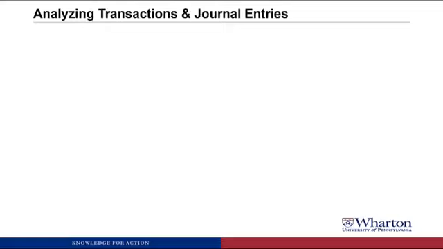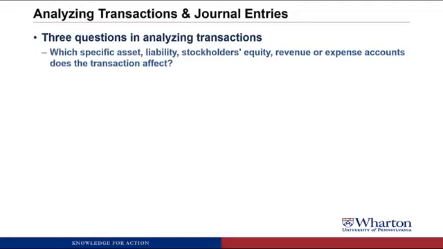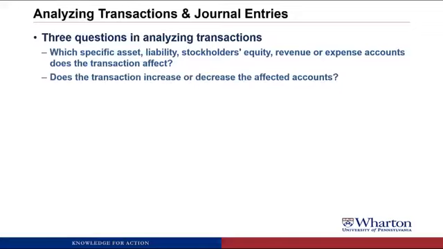We're going to follow a very systematic approach in analyzing transactions to figure out how to represent them as journal entries. Journal entries are what we're going to use to show a transaction in this debit and credit format. So there's three questions we have to think about. First, what specific asset, liability, stockholders' equity, revenue, or expense accounts does a given transaction affect? Does the transaction increase or decrease the affected accounts? And then should the accounts be debited or credited? Here we can look back to something like our Super T account as a cheat sheet to figure out whether we debit or credit to increase or decrease the accounts.